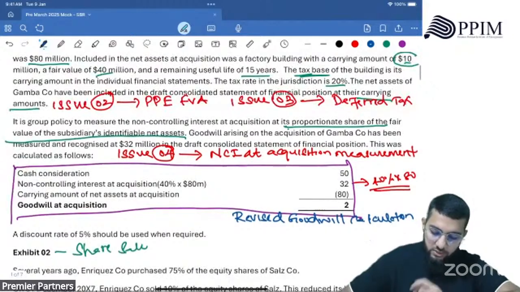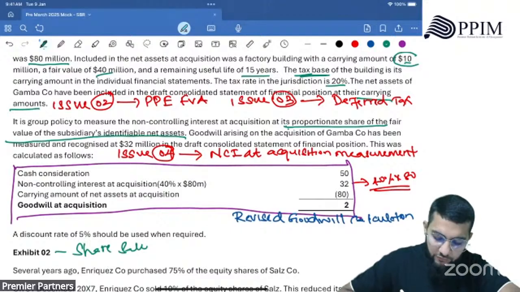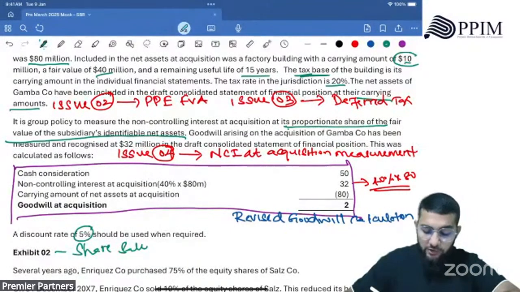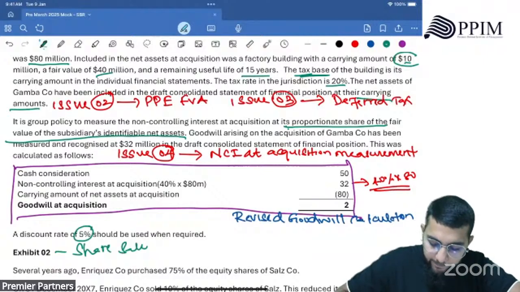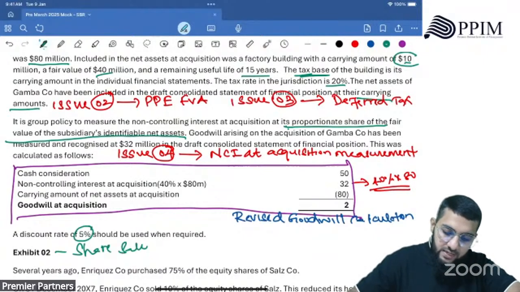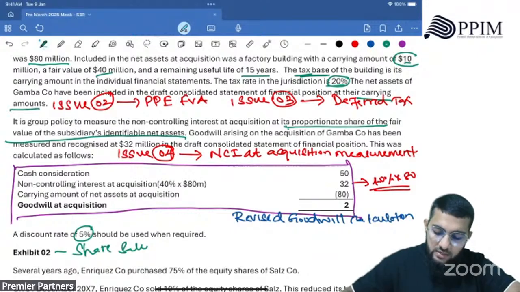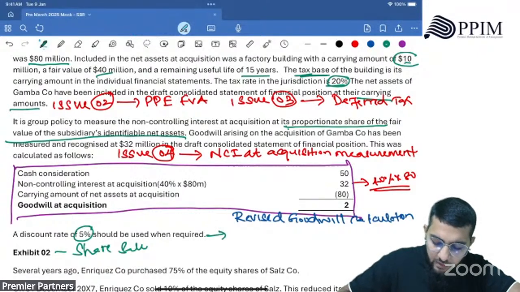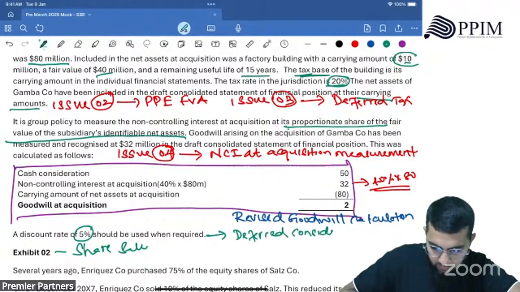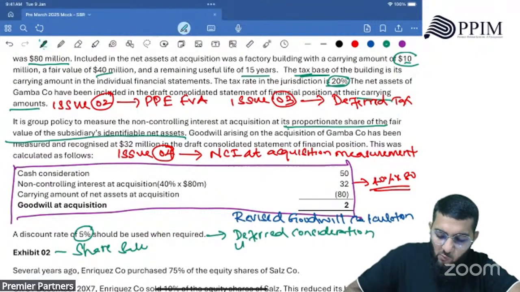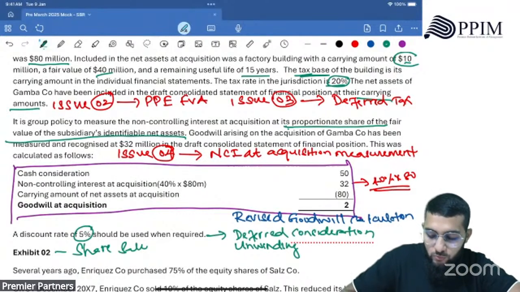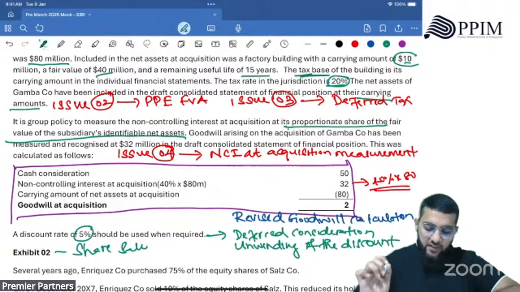Revised goodwill calculation. And then they're saying a discount rate of 5% should be used when required. Why do we need a discount rate? 5% and 20% is given for the tax. The discount rate is required for deferred consideration as well as unwinding of the discount, because these are year-end, there is subsequent treatment also. For those two elements, you need this 5%.